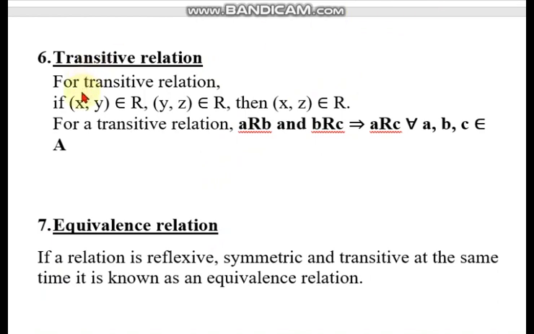Now transitive relation is: if (x, y) belongs to R and (y, z) belongs to R, then (x, z) belongs to R. That means if the first ordered pair is (x, y), and the next ordered pair starts with y, (y, z), then (x, z) should be in R. Let us assume one example, that line L is parallel to line M, and M is parallel to line N. Then can we say that line L is also parallel to N? Yes. So that is called transitive relation.